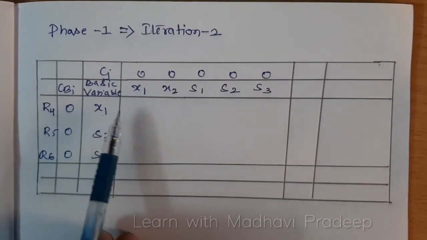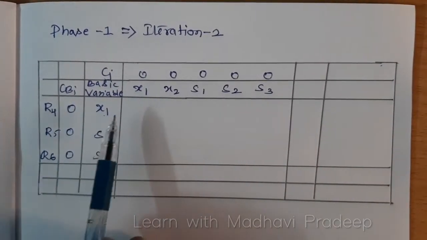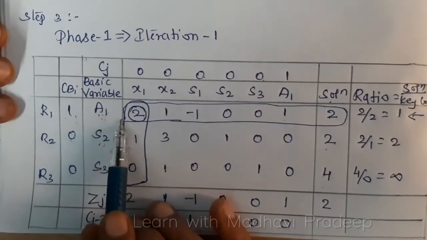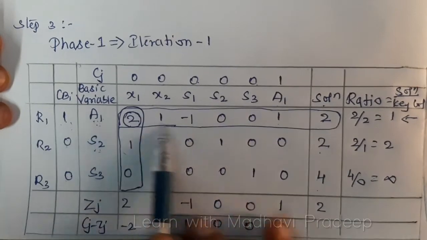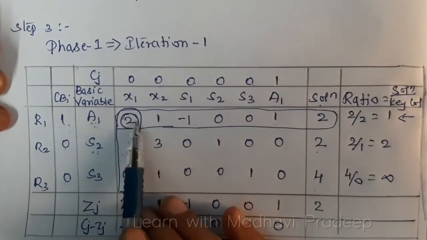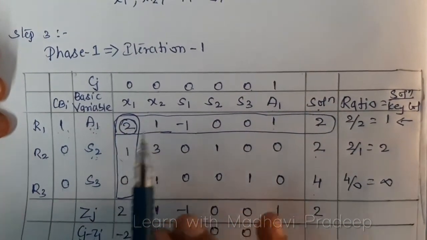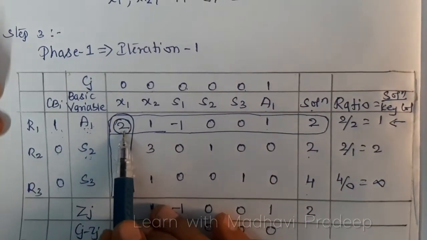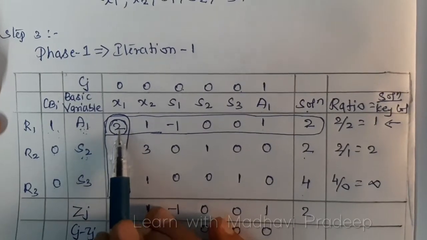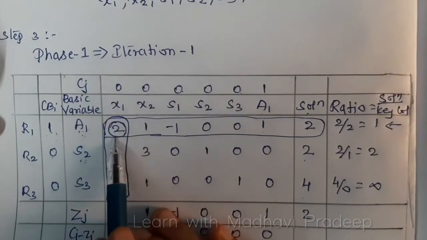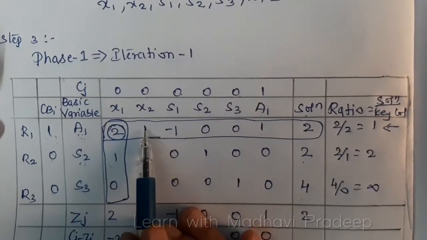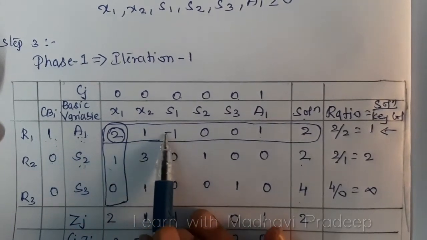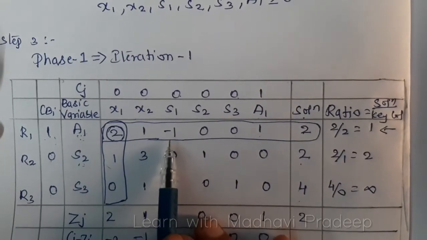Here we got the key row, so let us find the new values for this row first. This complete row has to be divided by the key value and assigned in the iteration 2 table. The first value we have is 2. Divide 2 by 2 because the key value is also 2. So 2 divided by 2 we get 1. Next we have 1, so 1 divided by 2 is 1 by 2. Next, minus 1 divided by 2 is minus 1 by 2.